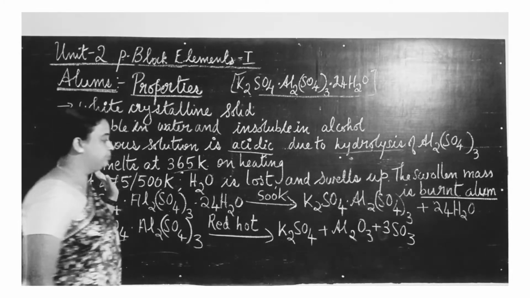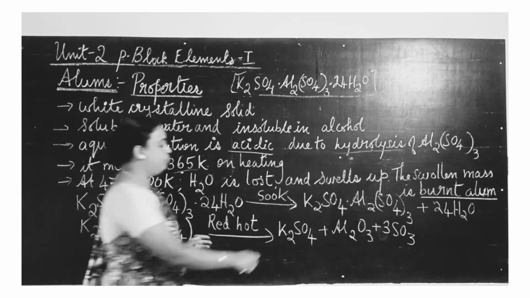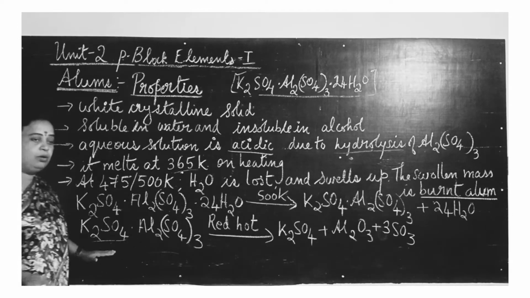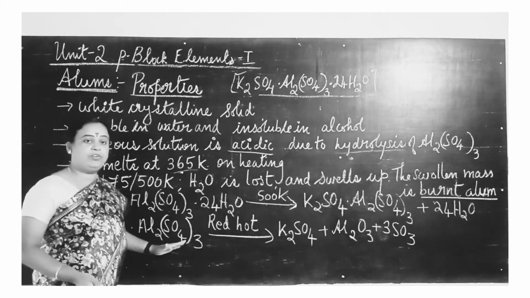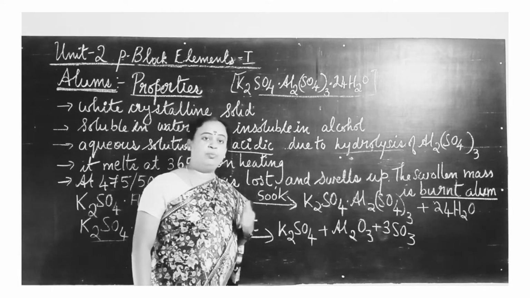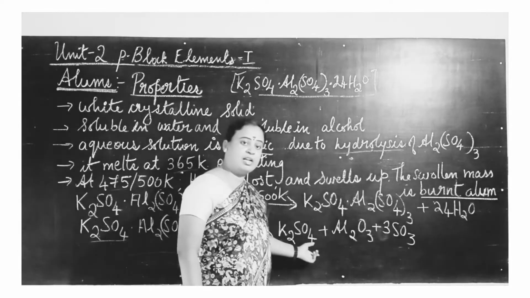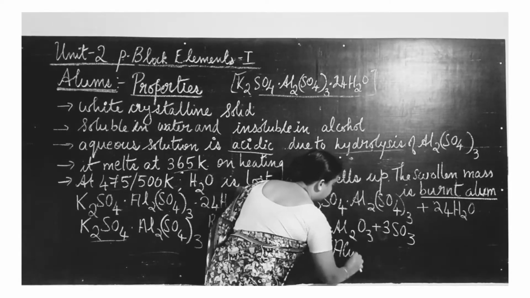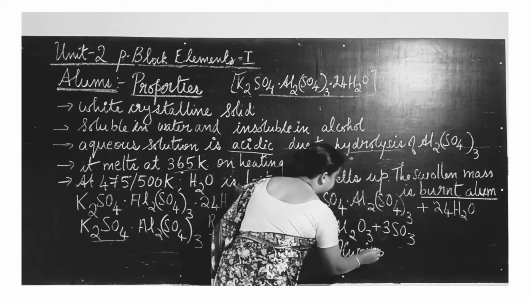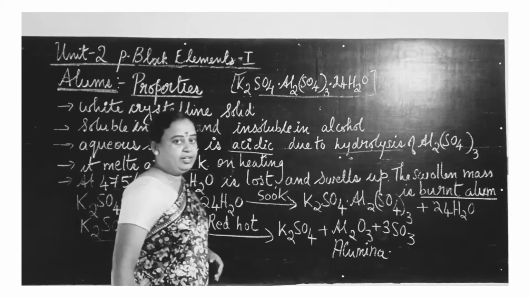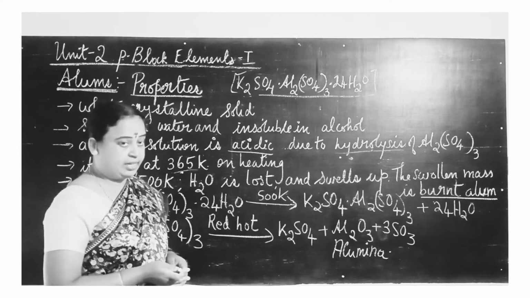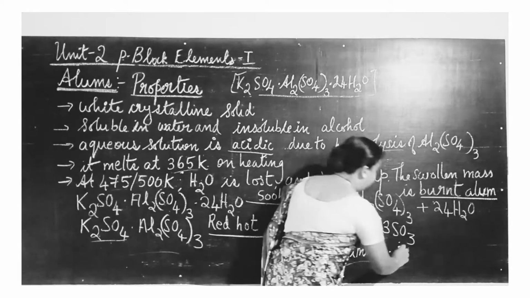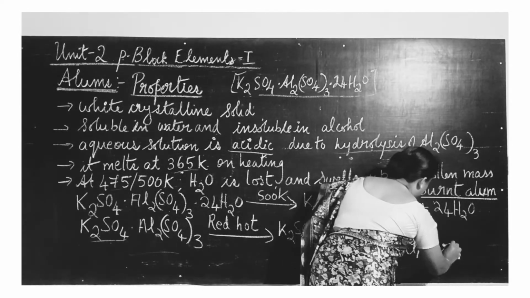The oxygen atoms are to be balanced. So to balance, if you put 3 near sulfur trioxide, it gets balanced. So from this reaction, we understand that when burnt alum is heated to red hot, decomposition of burnt alum takes place and you get potassium sulfate, K2SO4, Al2O3, that is your alumina. So hope you remember what alumina is. Alumina is also called the ore oxide, Al2O3. So alumina and SO3. SO3 is sulfur trioxide.